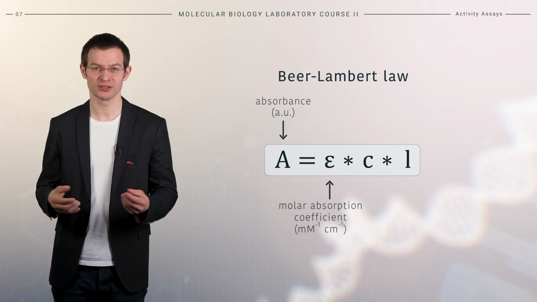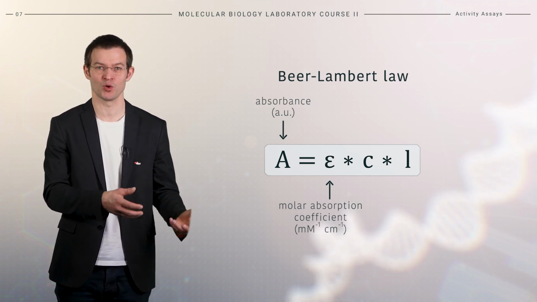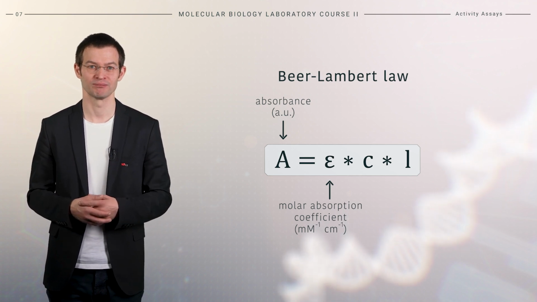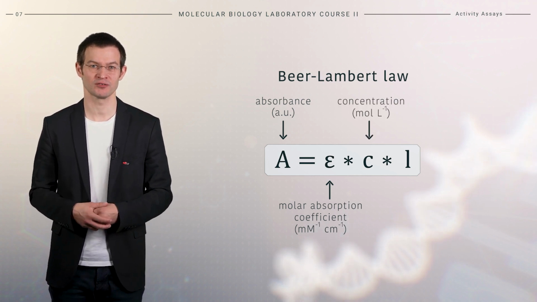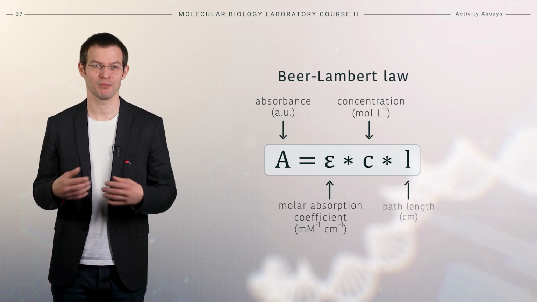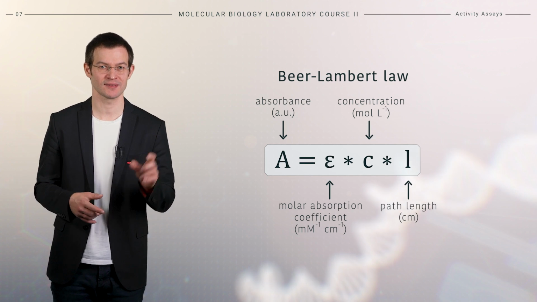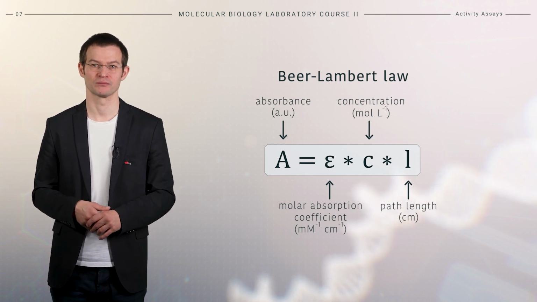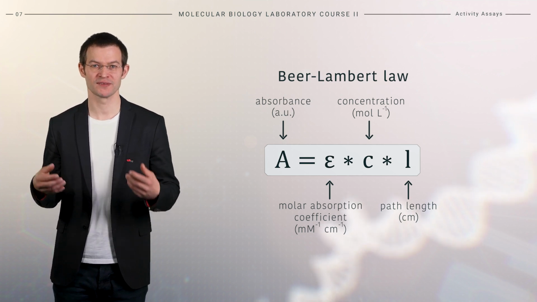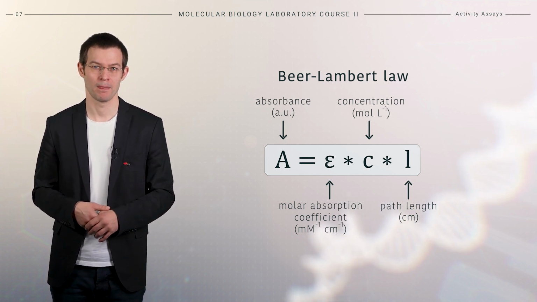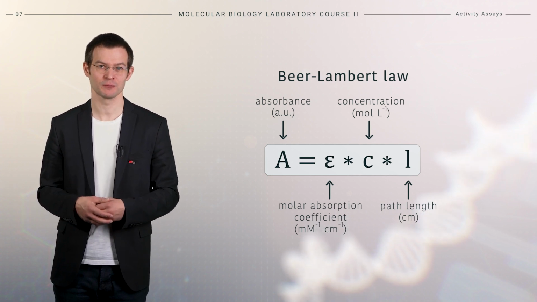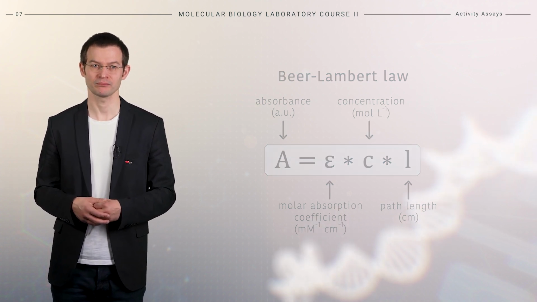This coefficient links the absorbance of a molecule to its concentration. It provides a relationship between how much light is absorbed and how much of the molecule is present in the solution. C is the concentration of the chromophore, expressed in mole per liter. L is the path length, which is the distance the light travels through the sample. For most measurements, L is 1 centimeter, which is the length of a standard cuvette. By understanding these components, we can now calculate and interpret absorbance data.